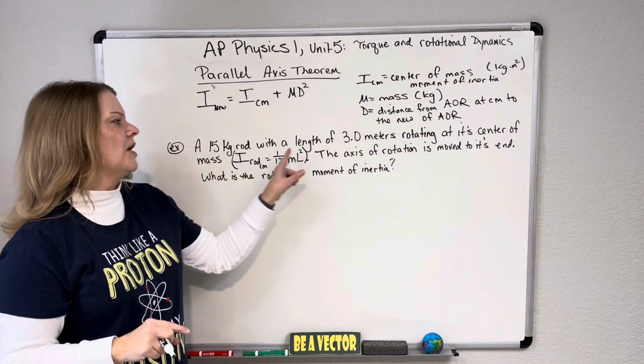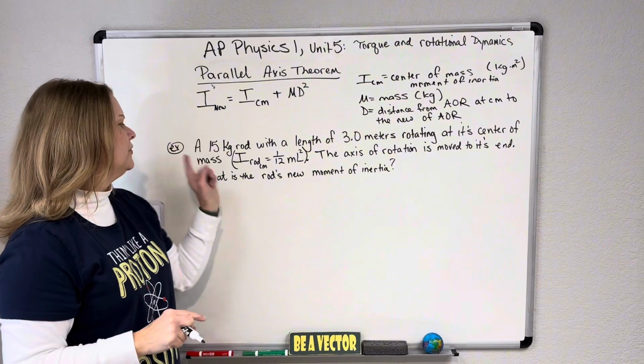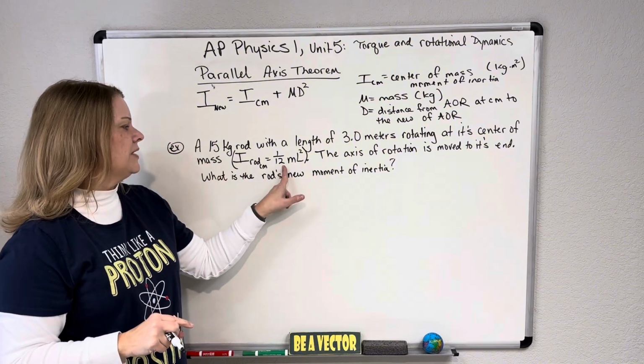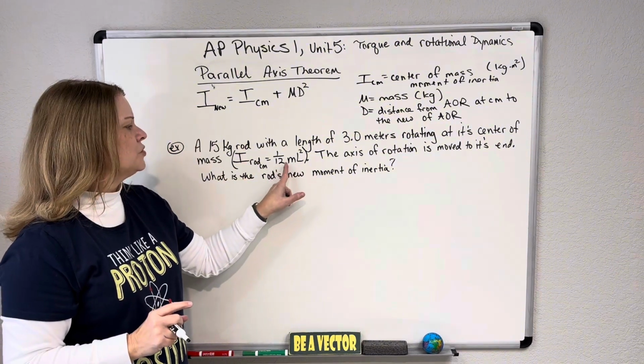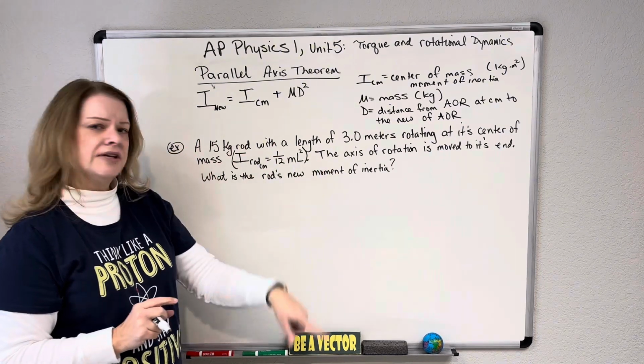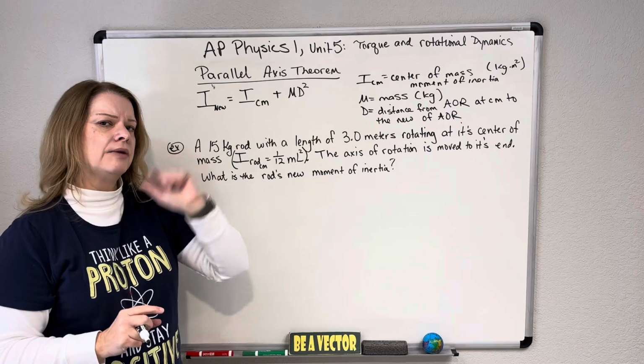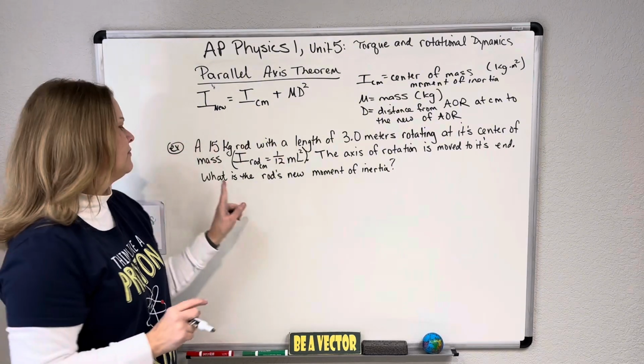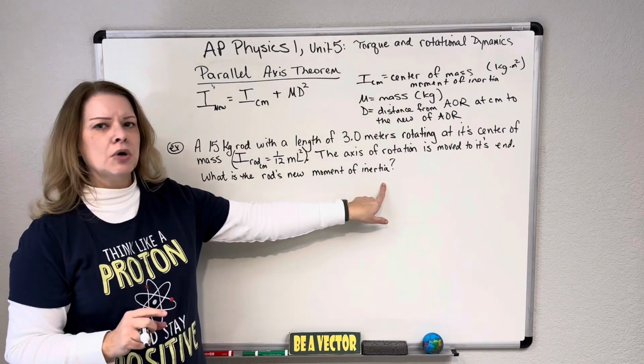I have a 15 kilogram rod with a length of 3 meters rotating at its center of mass, and that moment of inertia at center of mass is 1/12 ml squared. The axis of rotation is then moved to its end, just like we did with the ruler. It was rotating in the middle, now we're moving it to the end, and it's going to rotate from the end. What is the rod's new moment of inertia?